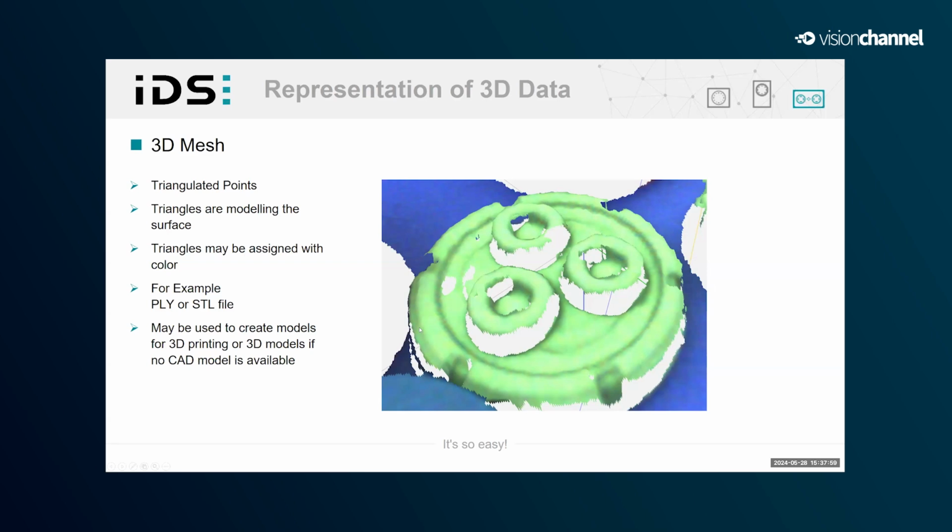And as you see here, the triangles also might be assigned with color or, depending on the data container, with different attributes.